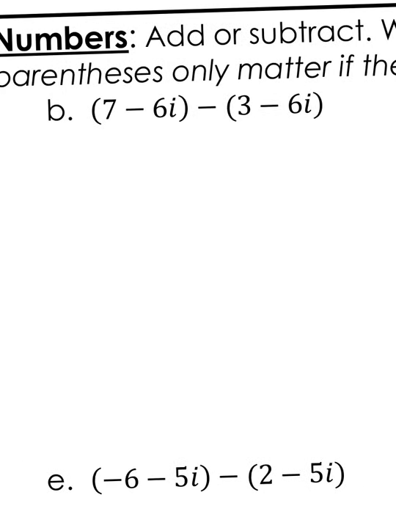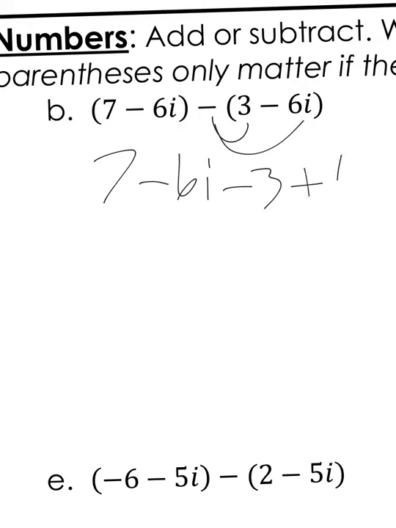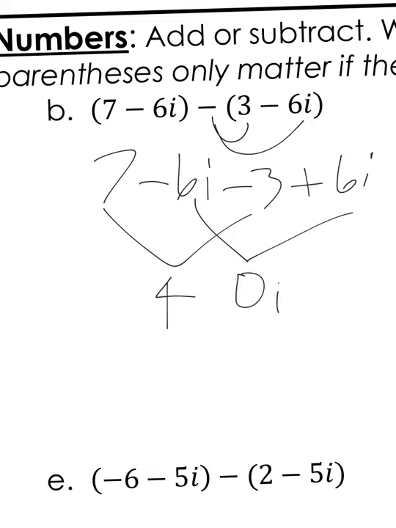So for letter B, I have a negative that you have to distribute. Always distribute the negative. So this is 7 minus 6i minus 3, and then it turns into plus 6i. So I'm going to do 7 minus 3, that's 4. And then negative 6i plus 6i makes 0. Here, I'll just write 0i. It really doesn't matter. So 4 plus 0i, the answer is just 4. But I wrote the 0i to hopefully make it less confusing. This would cancel this out.